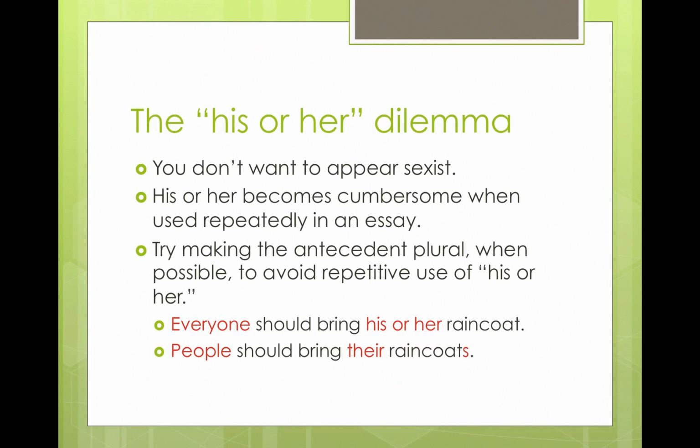And you notice that when we speak, we sometimes don't even think about it. It's just something we do absently. We say everyone and their, and we pair those together in language. It's very common. I'm guilty of it. I'm sure a lot of people are guilty of that. When we write, we want to be more precise, though. We want to be more correct. So people should bring their raincoats. Everyone should bring his or her raincoat.